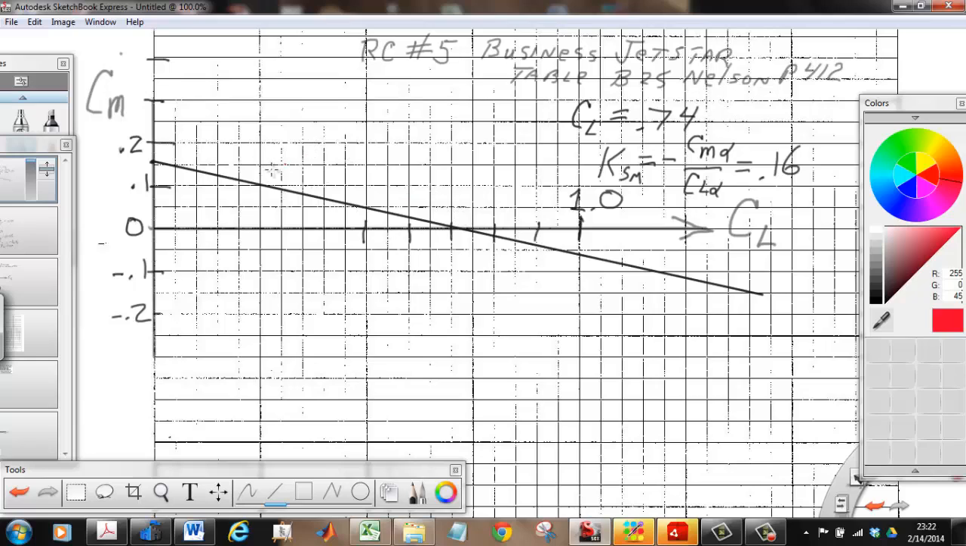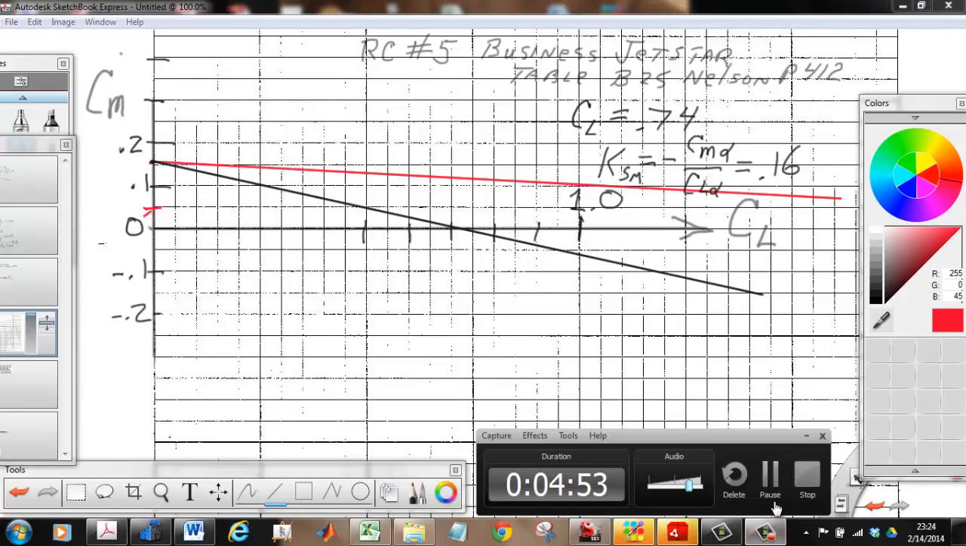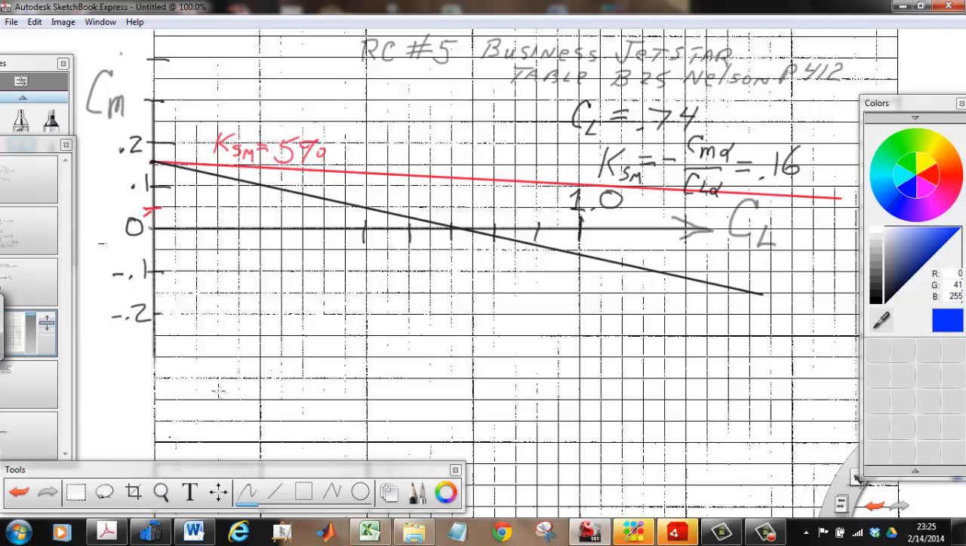Now an aft slope of 5% is going to drop one of these boxes here as I go to C sub L of 1. So that should give us a line that looks something like so. And the forward CG has to allow us to land at a delta E max, which is given to be minus 0.2 radians. And we know from the table that Cm delta E is equal to minus 0.81.